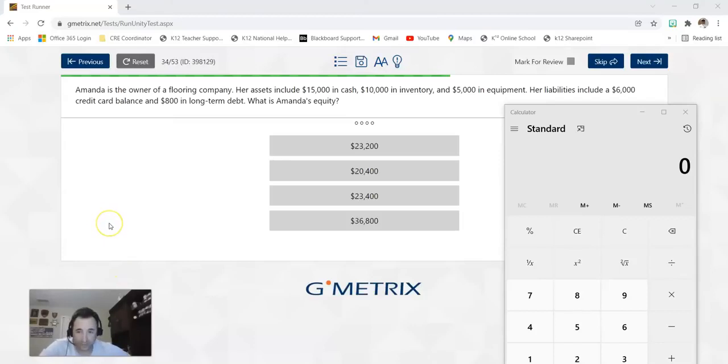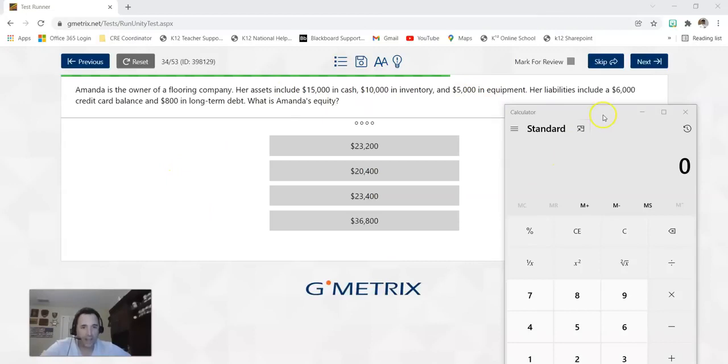All right, a question that goes back to the first question we did about equity and assets. Amanda is the owner of a flooring company. Her assets include $15,000 in cash, $10,000 in inventory, and $5,000 in equipment. Her liabilities, which are bills, include $6,000 credit card balance and an $800 in long-term debt. What is Amanda's equity? So just like in the first question, we must add up the assets and subtract the liabilities to come up with the equity.